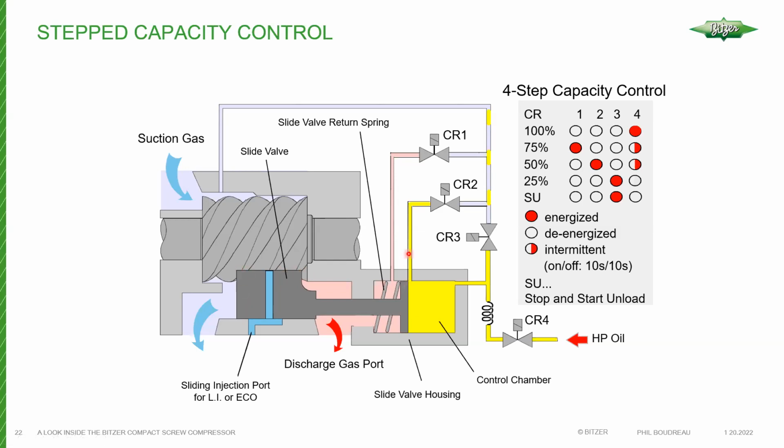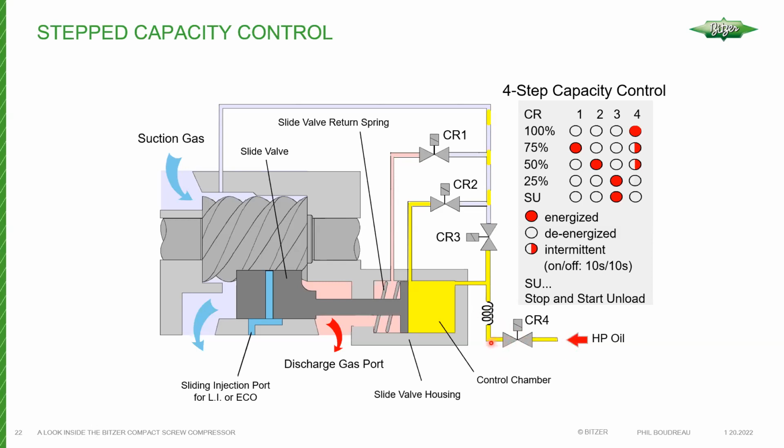In fact, I can see here it's at 50%. So the way this works is there's one loading solenoid and 3, if we could call them this, unloading solenoids. These are simply vents to the suction. Okay, so when we want to load the compressor, we simply energize CR4.